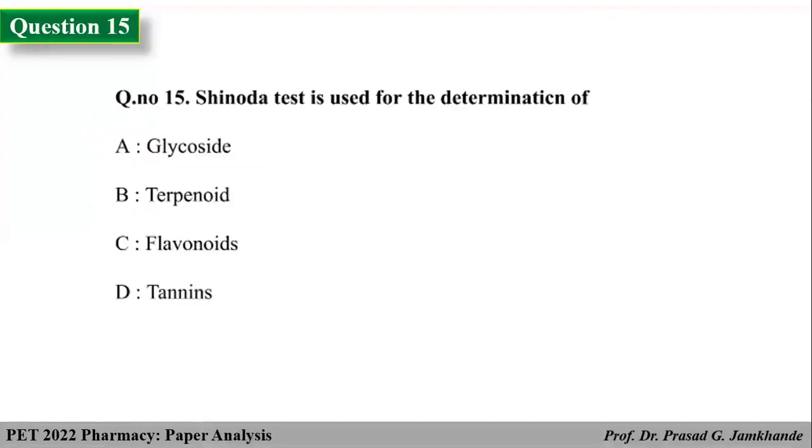Next, Shinoda test is used for determination of number one glycoside, second one terpenoid, third one flavonoid, and fourth option is the tannin. We know that in Shinoda test, extract along with ethanol is mixed with magnesium and hydrochloric acid, which gives the dark cherry red color. This cherry red color represents the presence of the flavonoid. That means Shinoda test is the most unique type of test used to identify the flavonoids. So the correct answer is the C option.